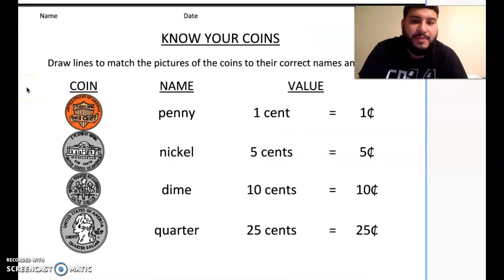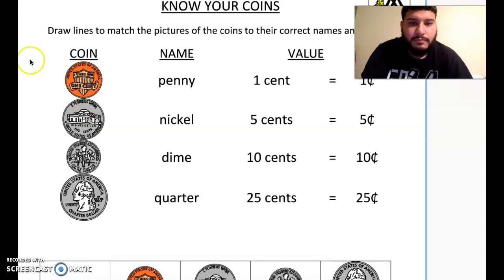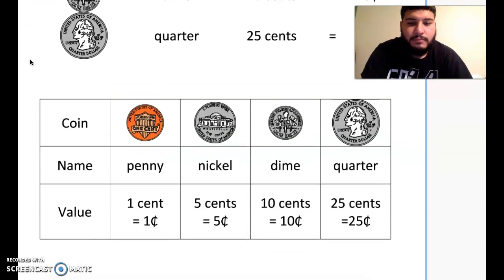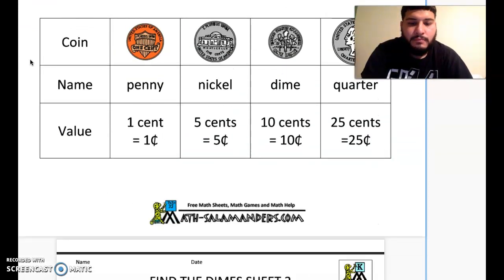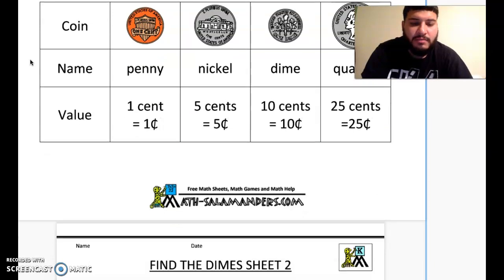First activity: know your coins. Draw lines to match the pictures of the coins to their correct names and values. Let's move on.